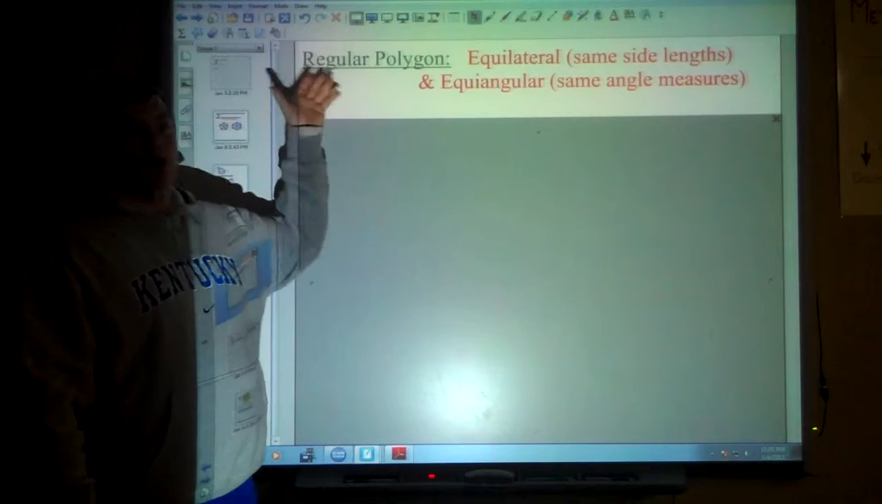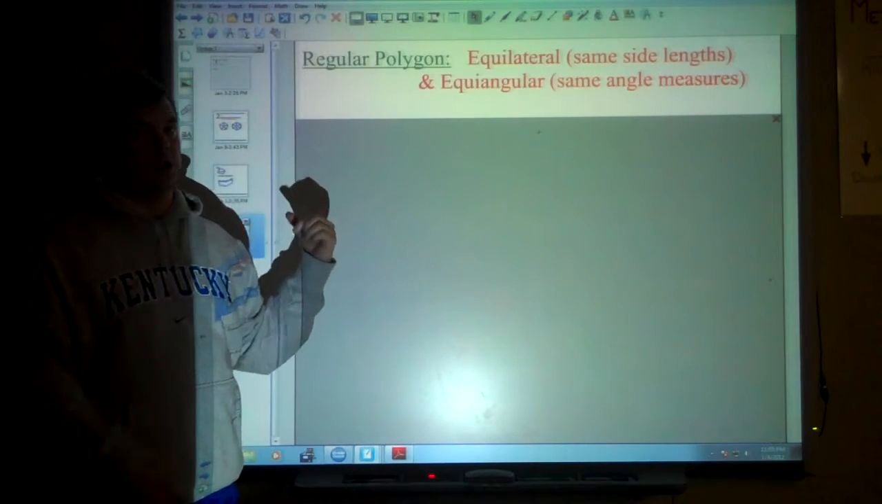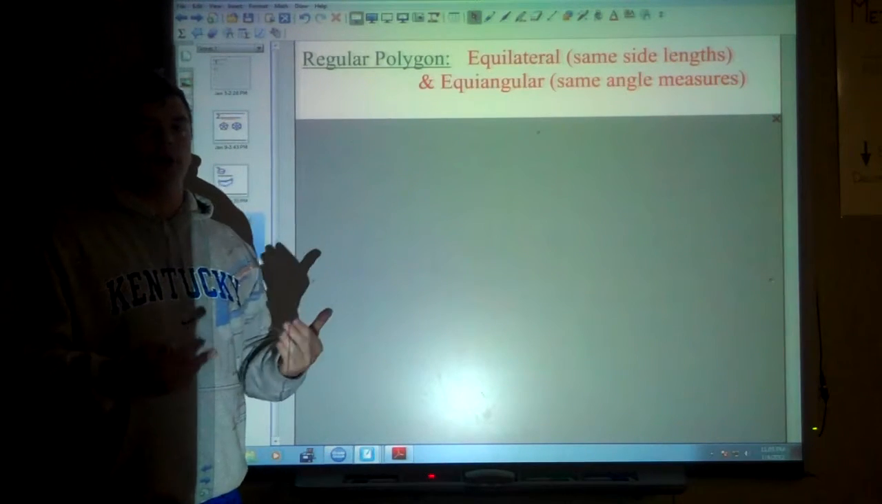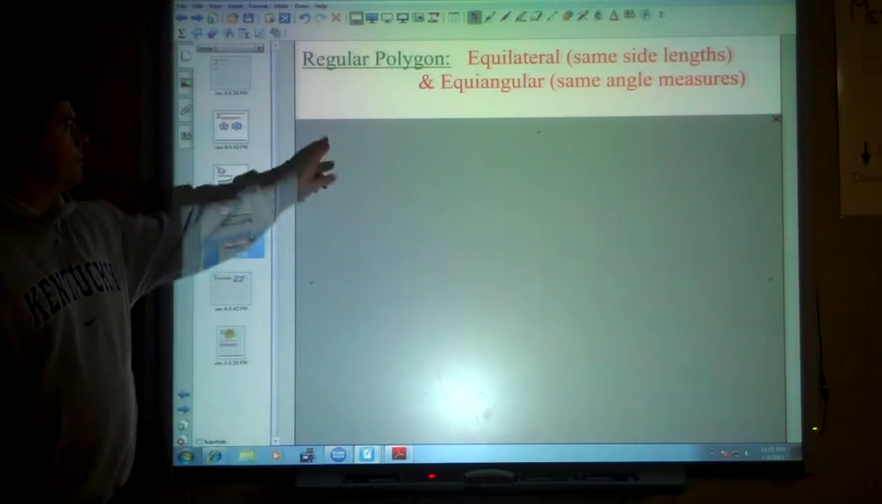You can have equilateral triangles. That means all the sides are the same, and consequently all the angles are too. Or you can have an isosceles triangle. They're still triangles, they're still polygons, but if they have the same values, then they would be considered regular.